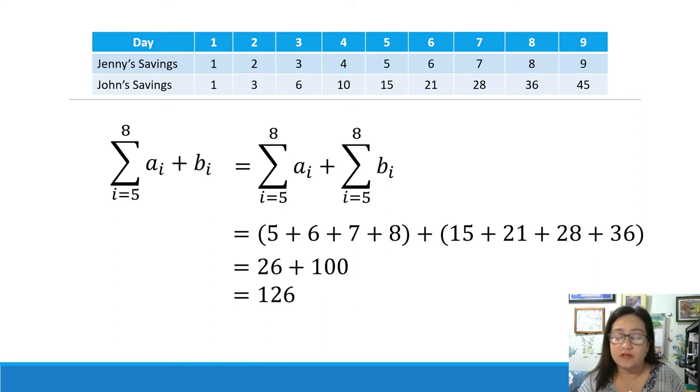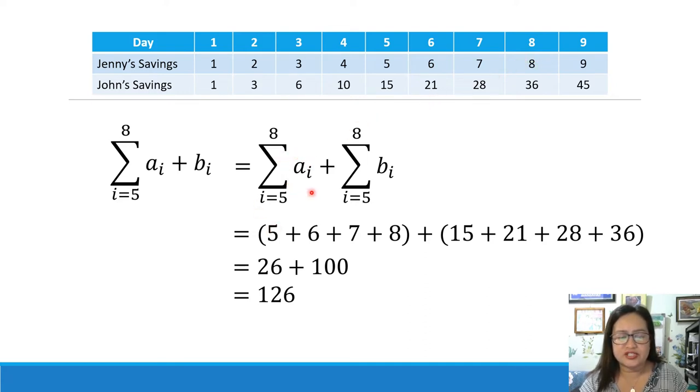Following the given property, we will have the summation of a sub i, where i starts from 5 up to 8, plus the summation of b sub i, where i starts from 5 up to 8. Now, getting the first set of data for a sub i, since the summation index is i and the starting index is 5, then we will consider the fifth entry on the first set of data. And the last entry would be the eighth data, which is also 8.